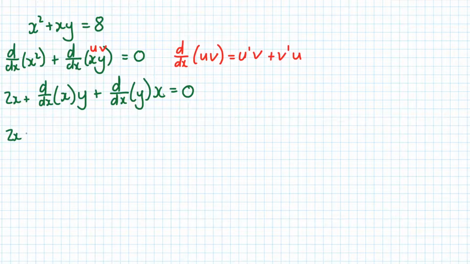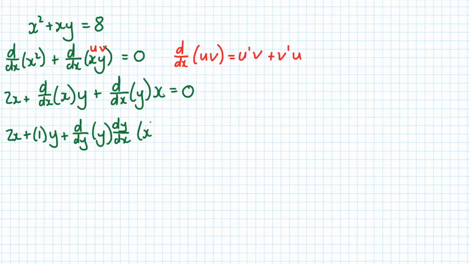The 2x doesn't change, plus the derivative of x with respect to x is 1, times my y value, plus the derivative of y with respect to x. We're going to use the chain rule again, so we're going to find the derivative of y with respect to y, and then we're going to multiply that by dy by dx. And then that's all going to be multiplied by x, and that's going to equal 0.